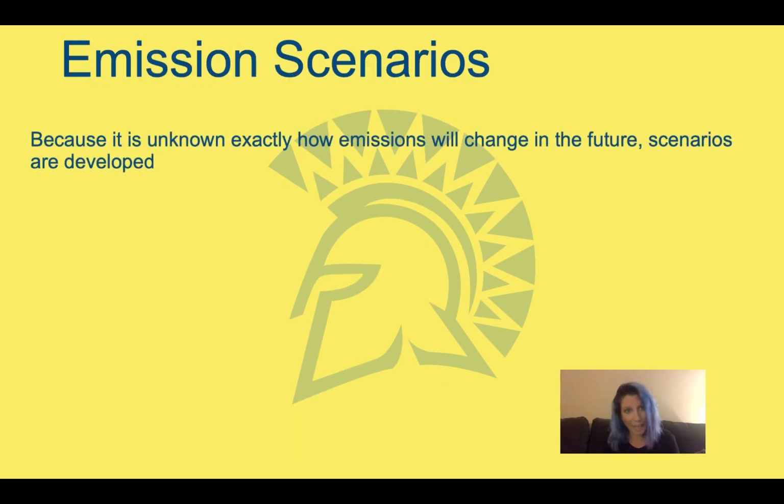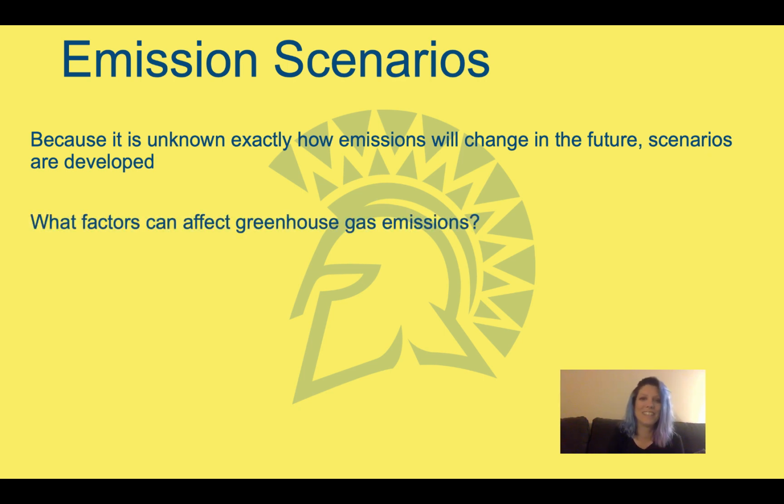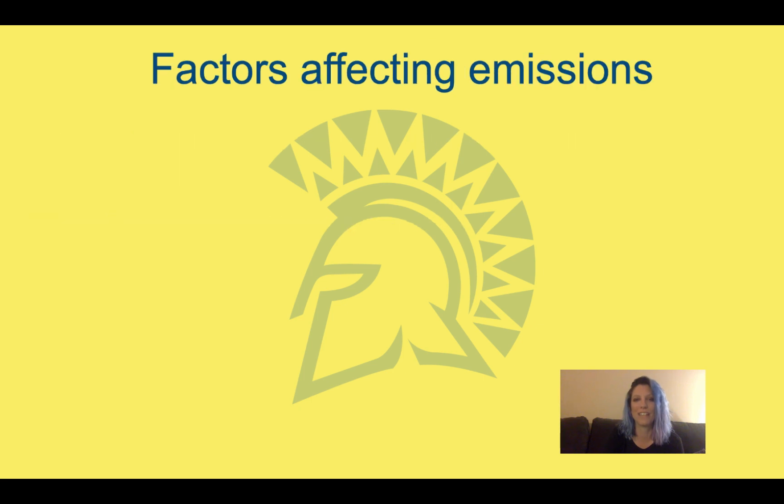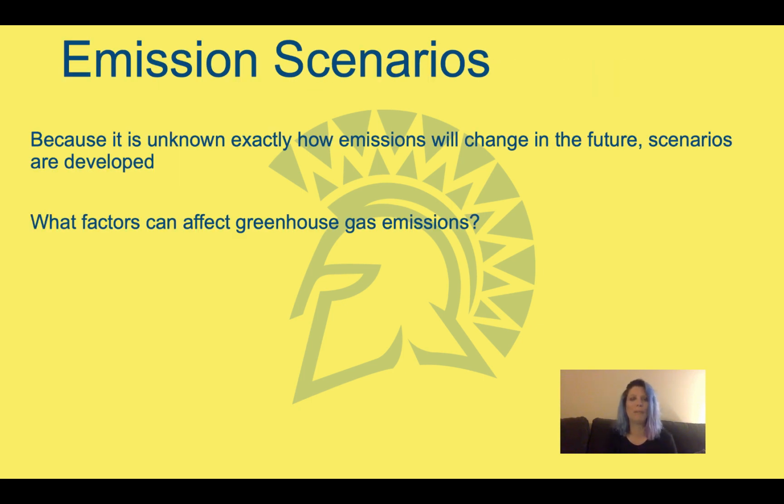And the reason why I say might happen is because we use scenarios to figure out the range of possibilities. So because it's unknown exactly how emissions will change in the future, scenarios have been developed, okay? Scenarios, if I can say this correctly. What factors can affect greenhouse gas emissions? So basically we're saying here what factors can affect the greenhouse gas emissions and how much of it's going to go up, if it's going to go down, if aerosols are going to go up or go down. But there's factors that actually influence how much we're actually emitting.